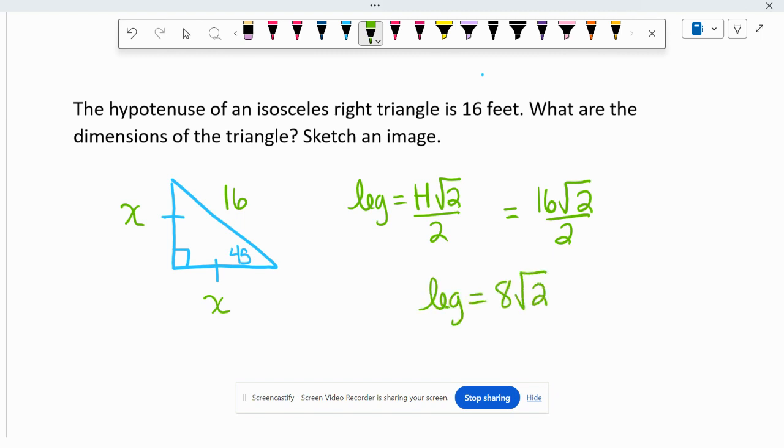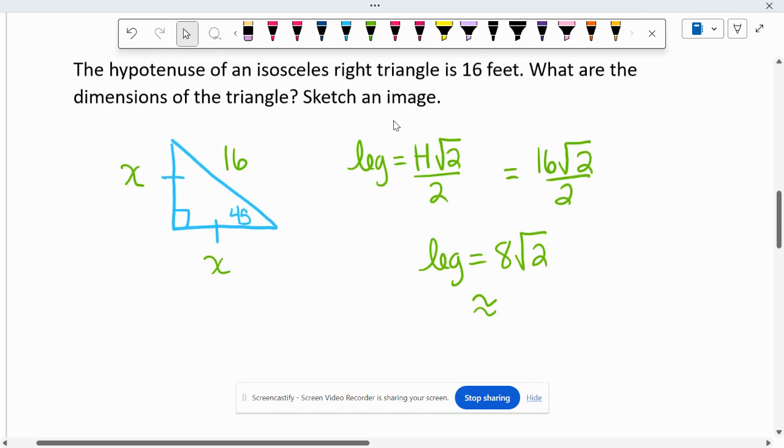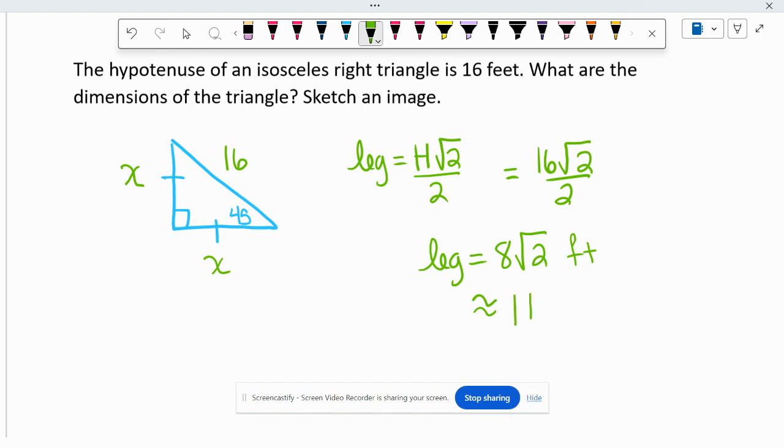8 square root 2. If it wanted that measurement as an actual foot, what is that about? 8 square root 2 is about how many feet? What is 8 times the square root of 2 in your calculator? Yeah, it's about 11.3 feet.